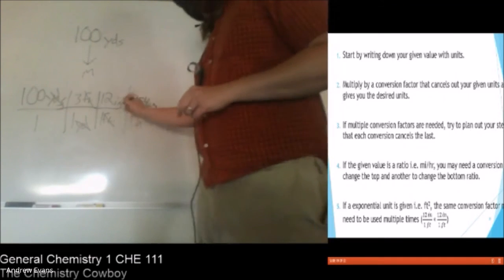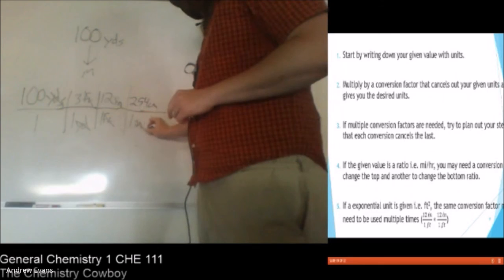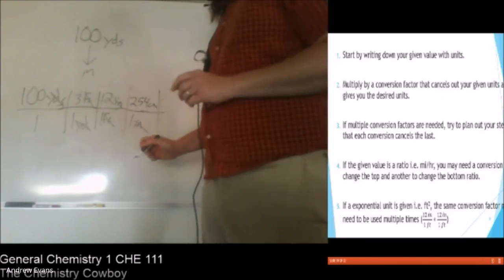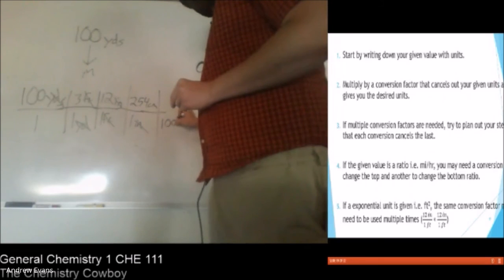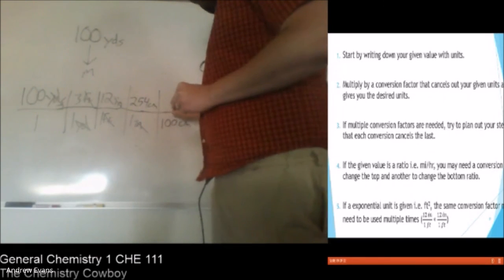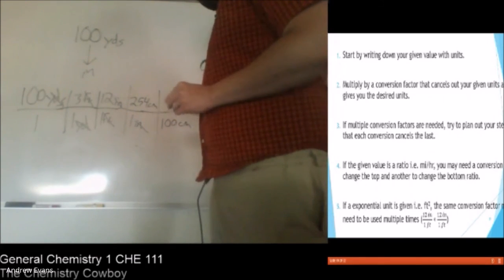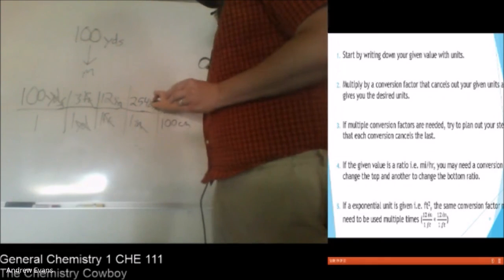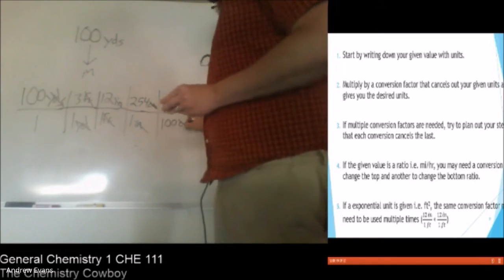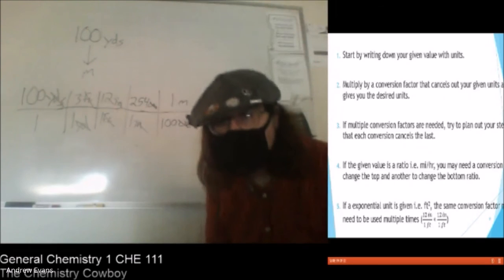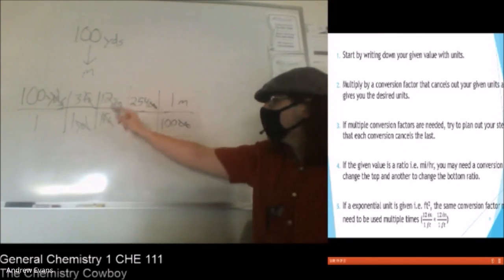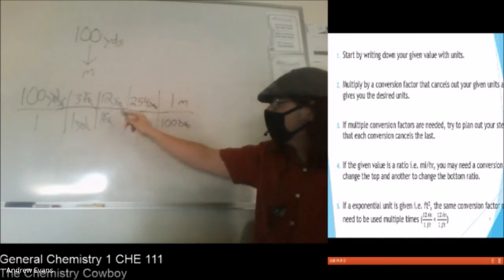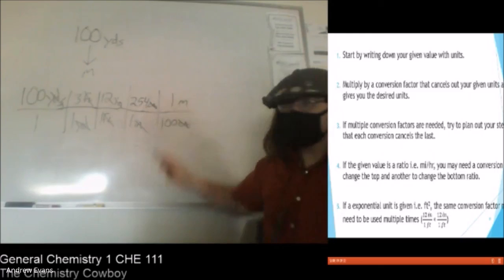So notice I've gone now inches to centimeters. The last step is there are 100 centimeters in 1 meter. So we'll notice centimeters and centimeters have canceled out. With all that, yards went to feet, feet went to inches, inches went to centimeters, centimeters went to meters.